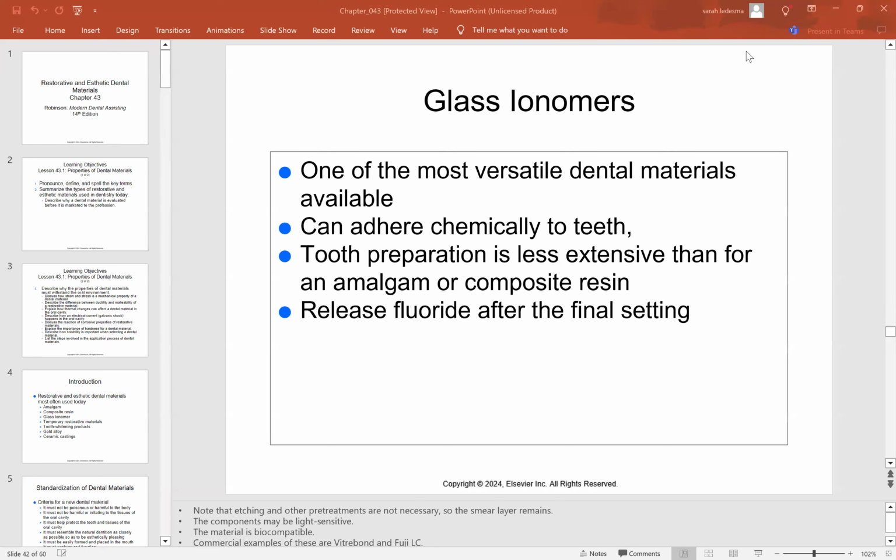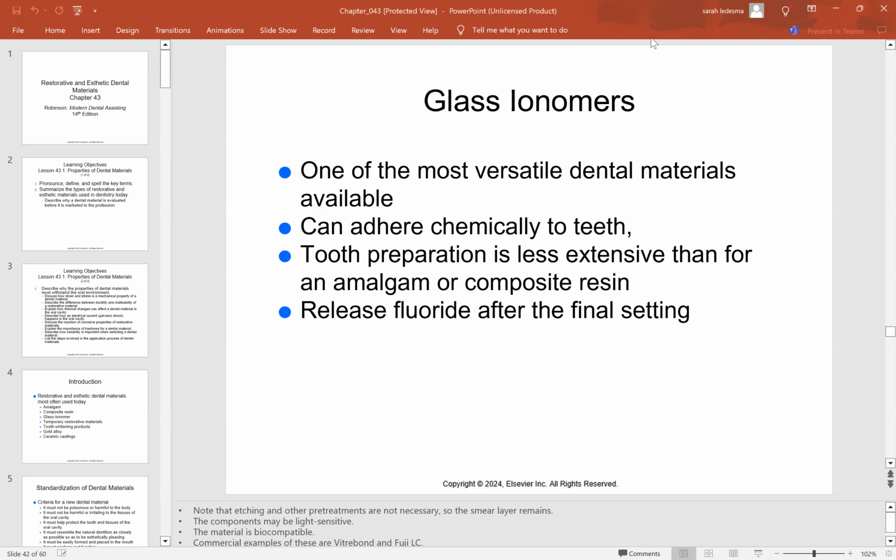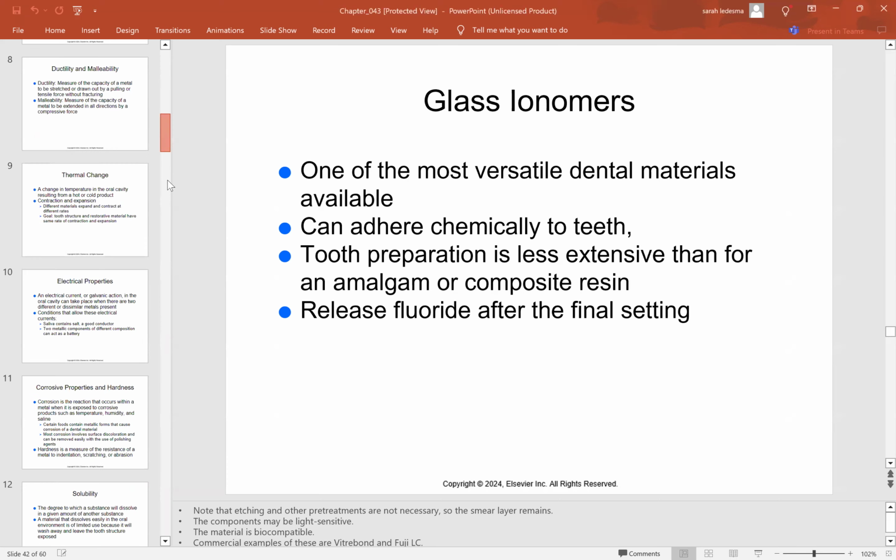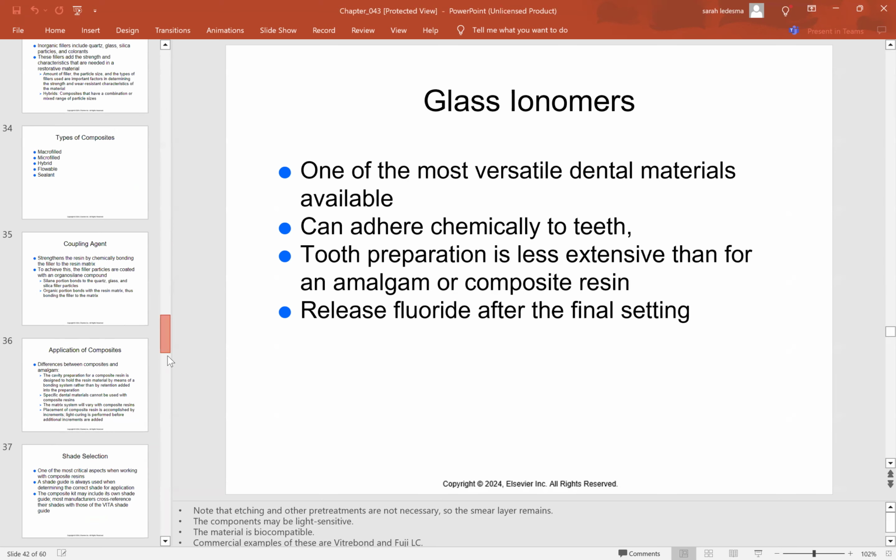This is Modern Dental Assisting, Chapter 43, Restorative and Aesthetic Dental Materials, Part 2. In this lecture, we're going to jump to the end of this chapter and start with glass ionomers.